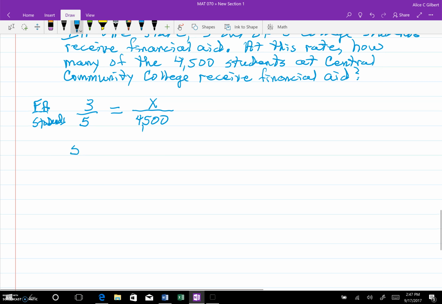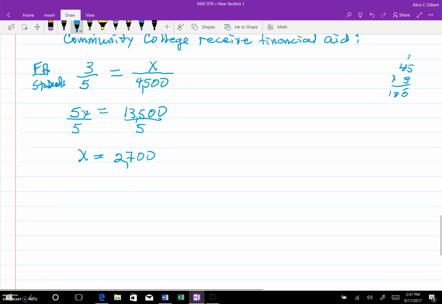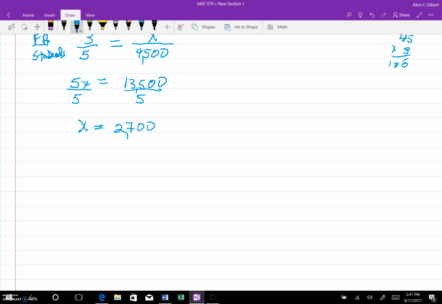So 5 times X is 5X equals, what's 45 times 3? 135 and 2 zeros. Okay. And X equals, let me do it this way. I need to divide by 5. And so X equals, 5 goes into 13 twice, 7.